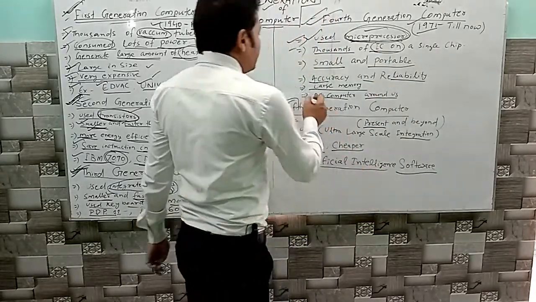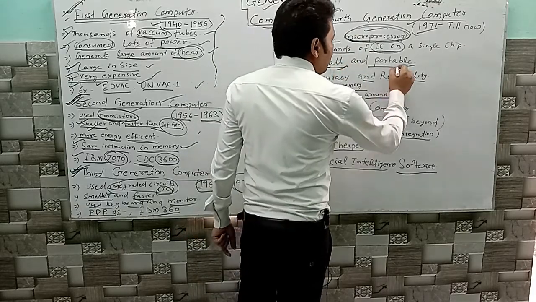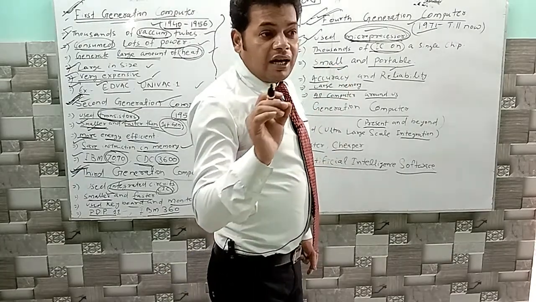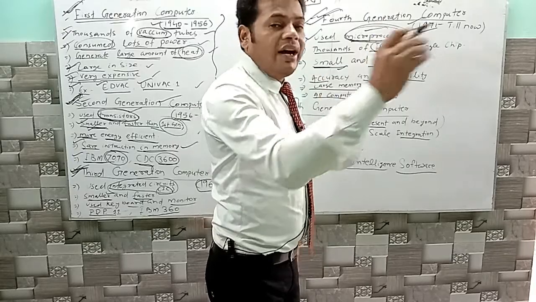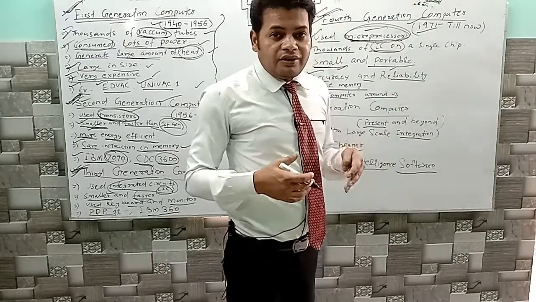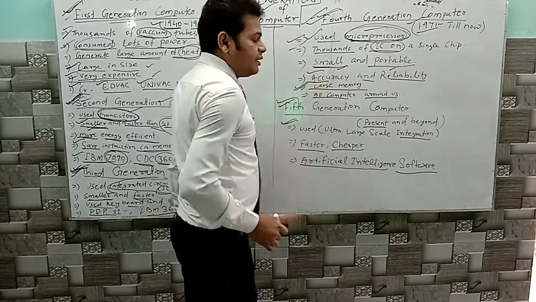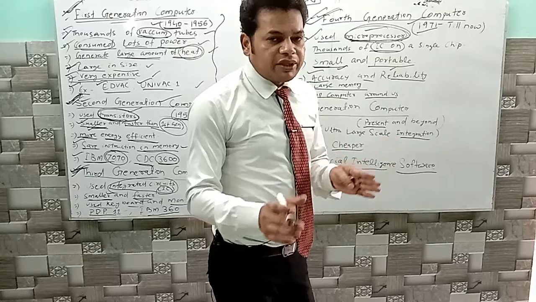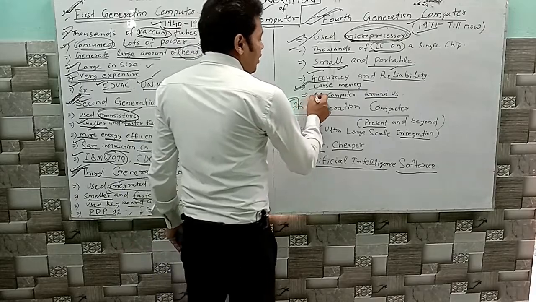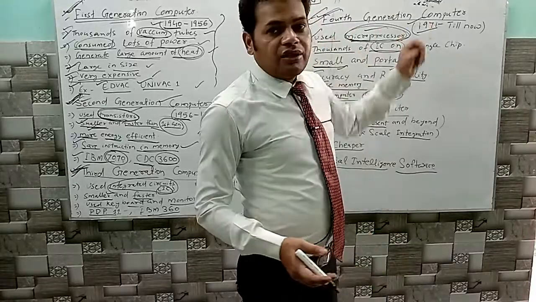This fourth generation of computer is very small in size and also very portable. The results given by the computer are very accurate, and it is very reliable to use. Then it has large memory; the storage capacity of the computer is very large. So all the computers around us are known as the fourth generation of computer.